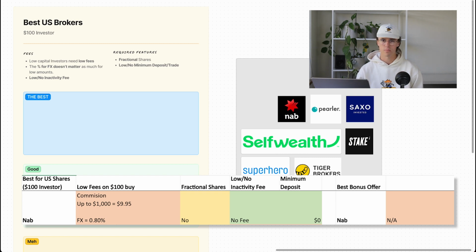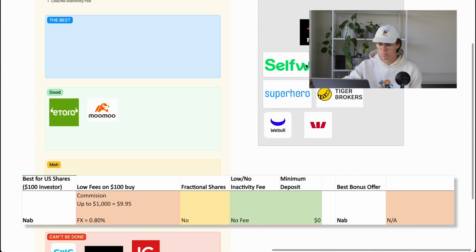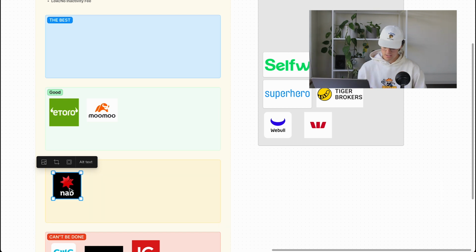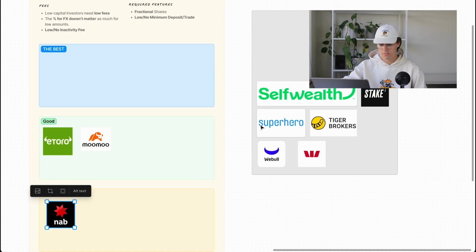So I'm not going to be able to recommend NAB just for that reason, but it's going to go in meh, because you can still trade with it even though you'll be losing 10% of your $100 every time you trade. So I can't recommend NAB too much for this, but we're going to put it in the meh category because you can still use it.